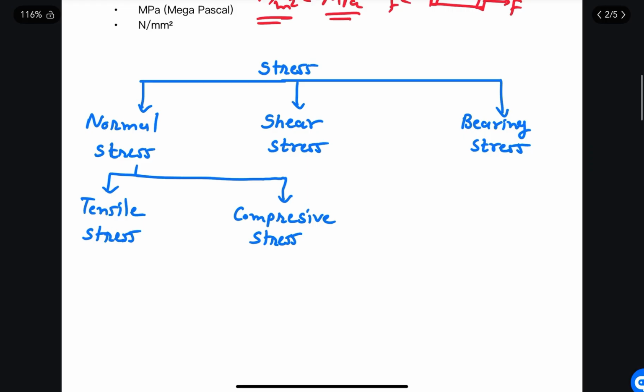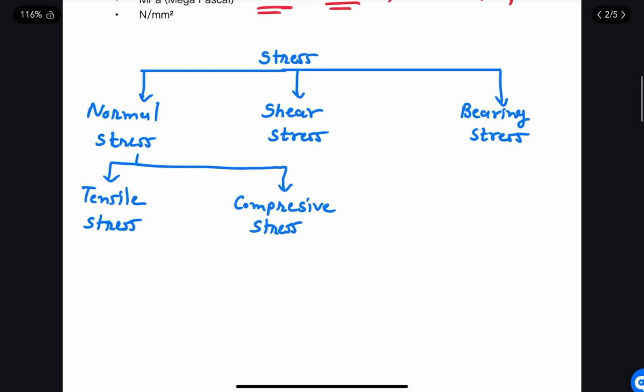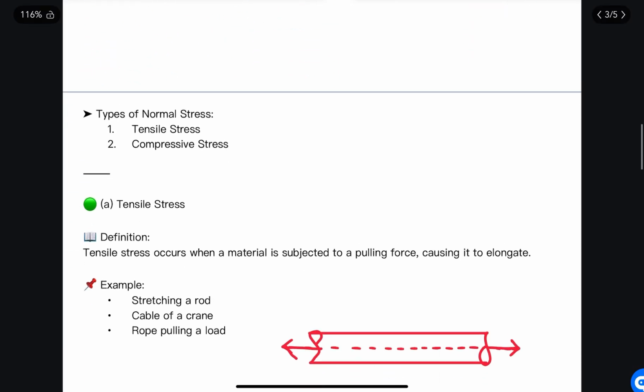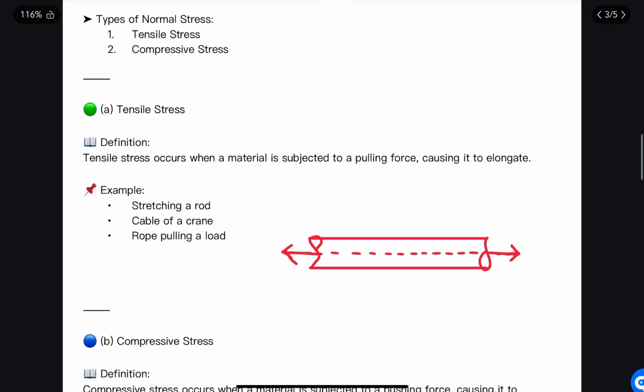How many types of stress are there, and what are the main things? First of all, there are three types: the normal stress, the shear stress, and the bearing stress. In the normal stress, there are also two subtypes, the tensile stress and the compressive stress. Let's talk about each stress type in detail. For the normal stress, as I told you, there are two types, tensile and compressive.